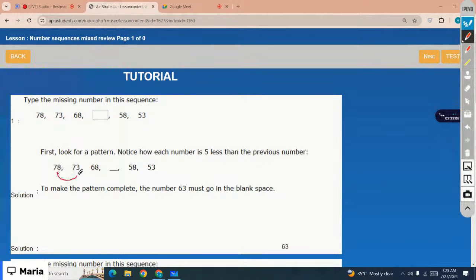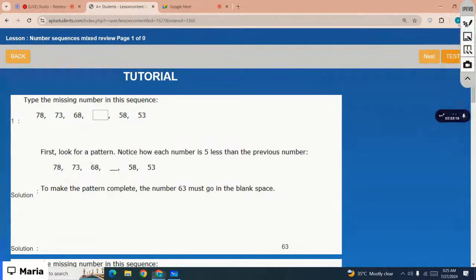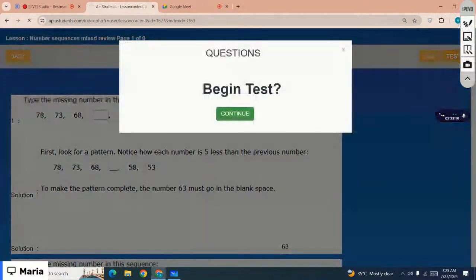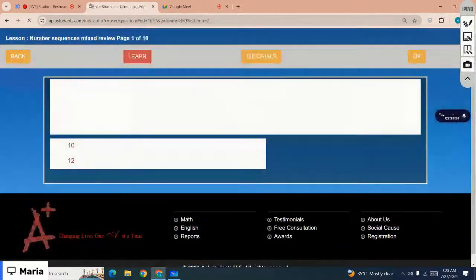Yes, every time they are decreasing by 5. 78 take away 5 is 73. 73 take away 5 is 68. So that means the next one you have to subtract 5. So yes, that is 63. Got it? That is the arithmetic sequence. When you add or subtract a common number to get the next term, that would be the arithmetic sequence. Type the missing number in the sequence. So which is the correct option?